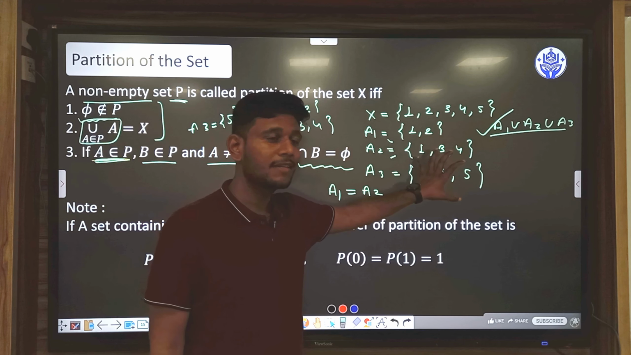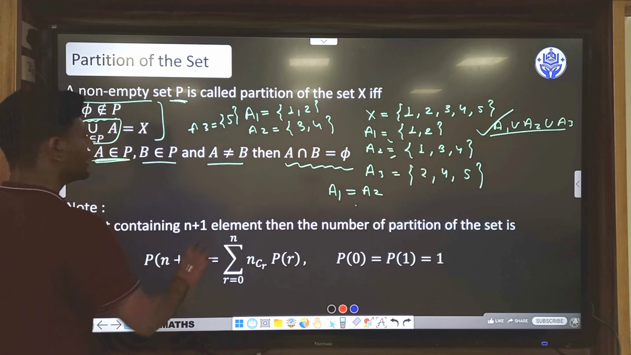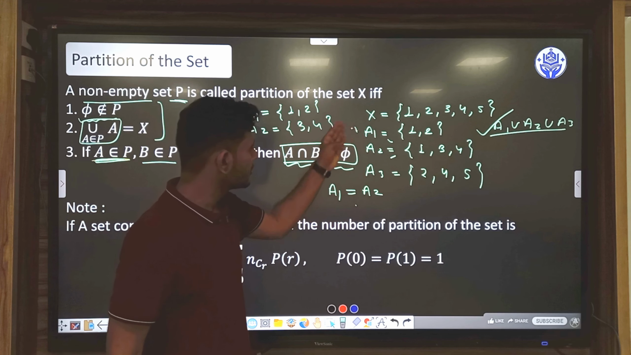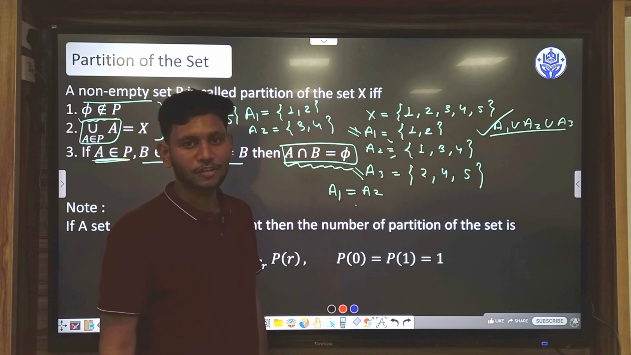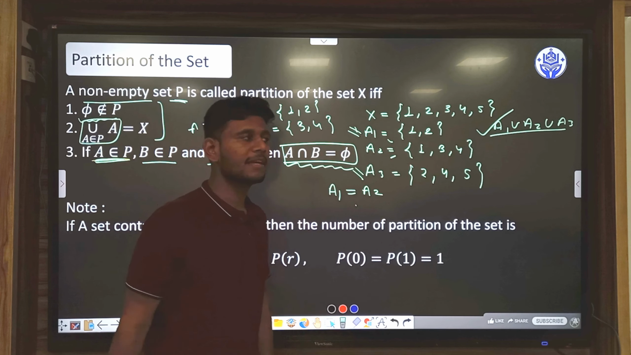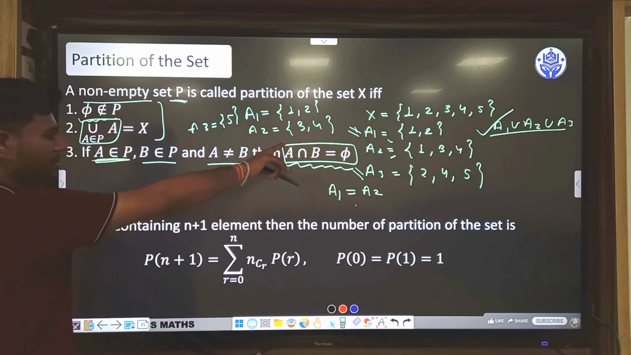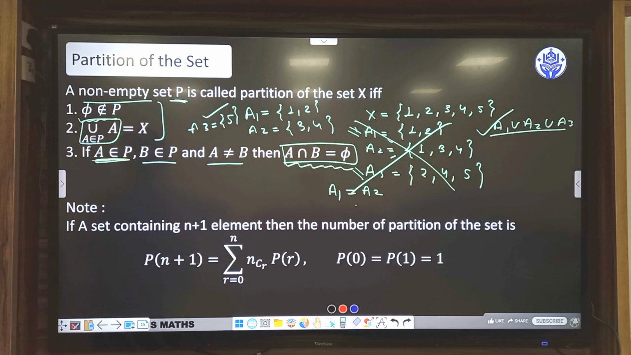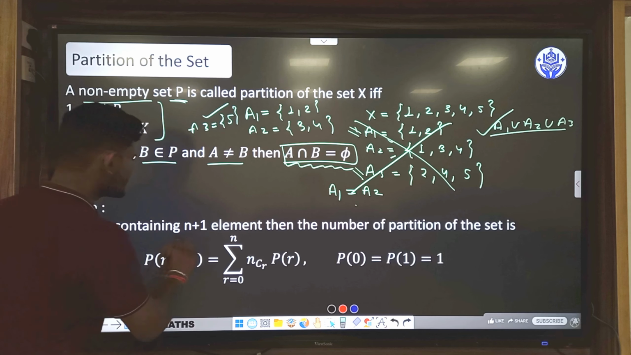Why is it not exactly a partition of the set? Because there are elements repeating. If we take the intersection of, let's say, this and this, 2 is in common, so there should not be any element in the intersection. So this is the wrong partition; these are not partitions of set A.